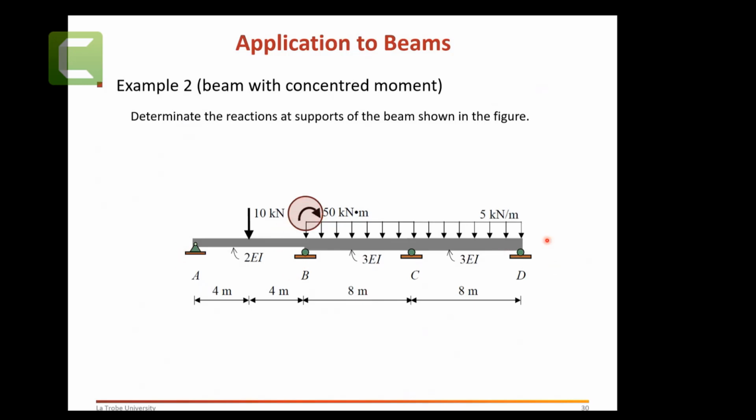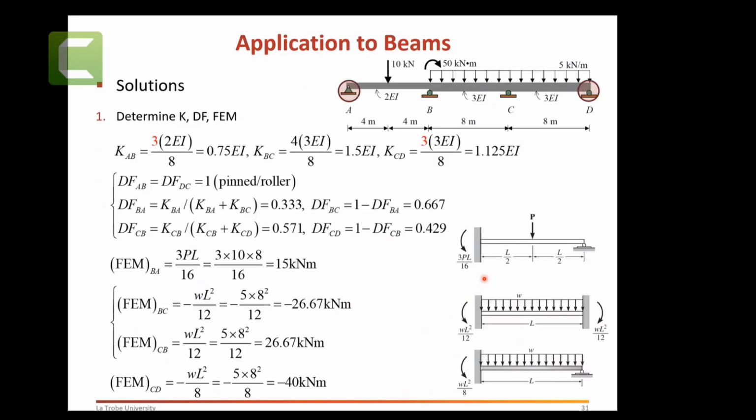These are pin and rollers. They are not fixed supports. That's the difference from the previous ones. Now, you can calculate the stiffness. I think you know how to calculate the stiffness.